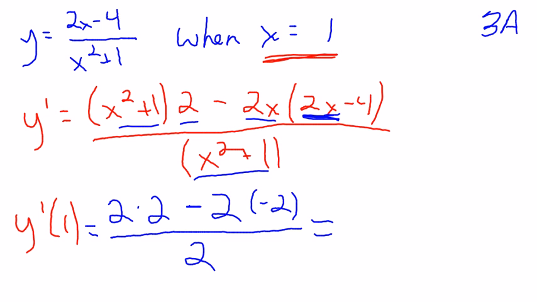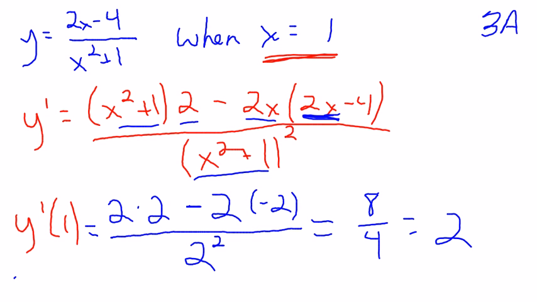When I combine all the pieces in the top, I get 8. When I combine the pieces in the bottom, I get... Oh, I made a mistake. This should be squared right there, because it's low squared. So I actually have that being squared. 8 over 4, which is just 2.